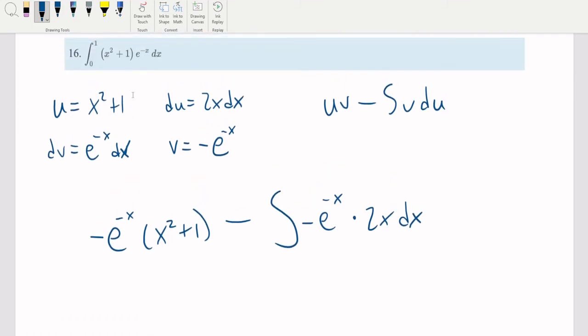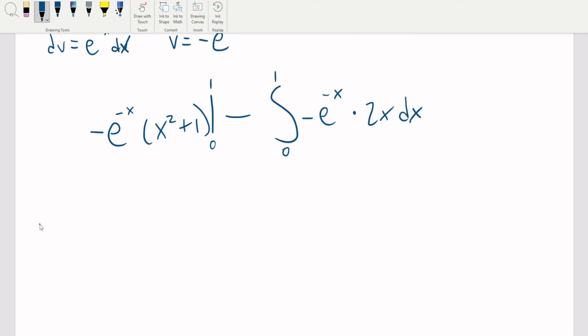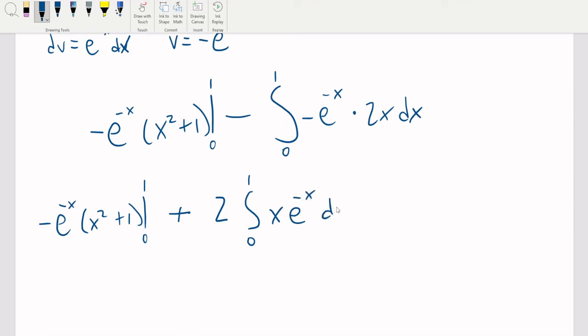Now, what about the bounds? The bounds just come along. So we want to evaluate this from 0 to 1. So you're just going to keep the bounds along the entire time. That's it. That's all you have to do with the bounds. It's not too bad. Just don't forget them. So let's simplify this a little bit. Negative e to the negative x. And you can actually do the bounds all at once later, but I just want you to not forget about them. That's why I'm putting them here. 0 to 1 minus, and then 2 in the negative. This becomes a positive. Bring the 2 out. Integral 0 to 1 of x e to the negative x dx.